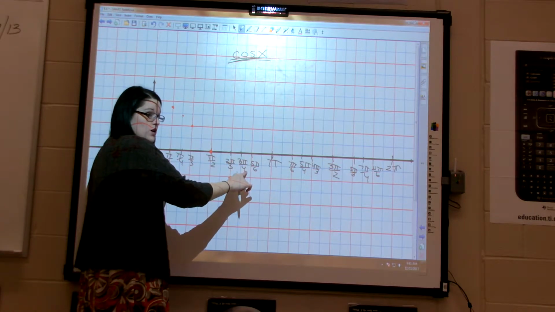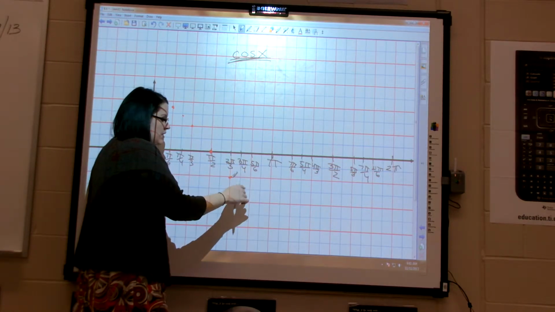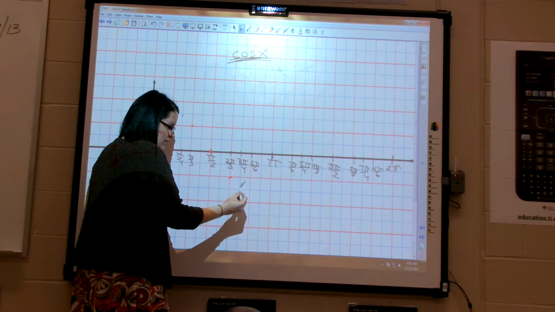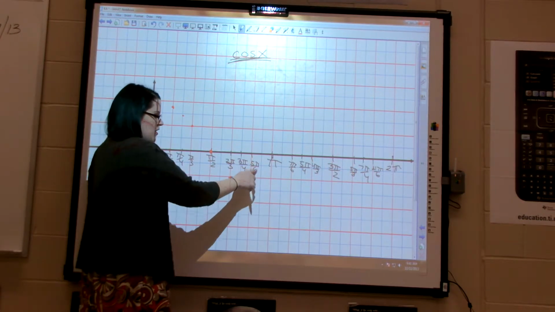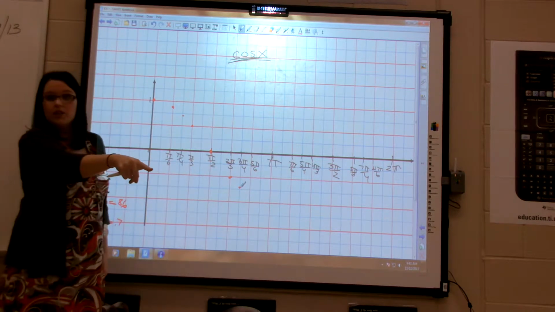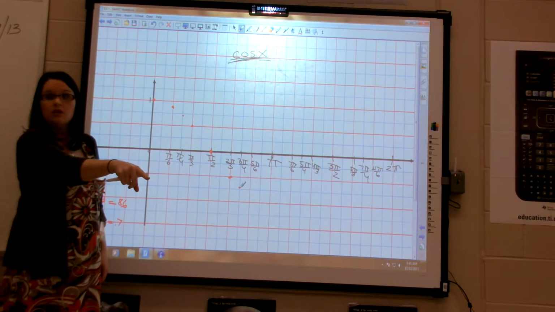3 pi over 4, cosine is? Here's 0.75, so a little below it. 5 pi over 6, cosine is? I can't really get it. Negative square root of 3 over 2.